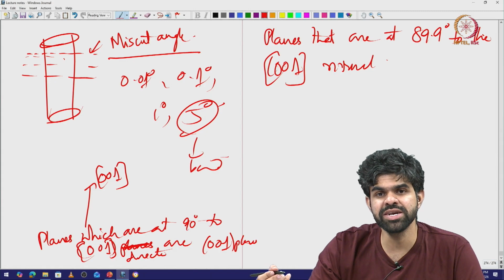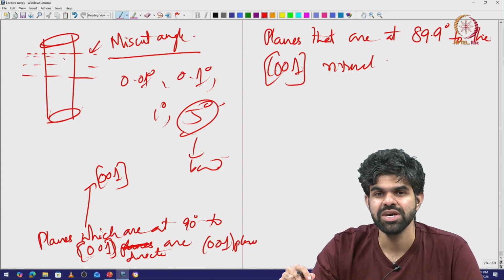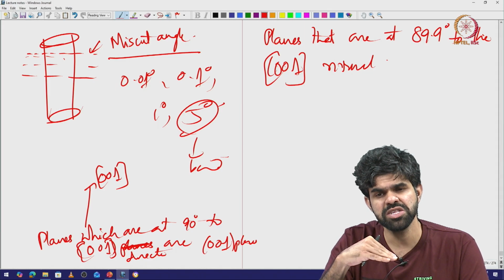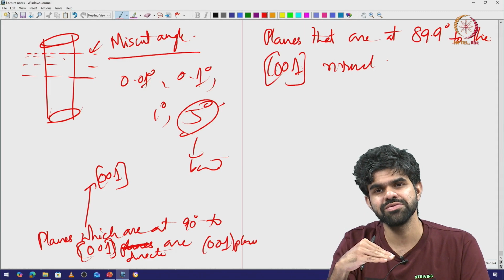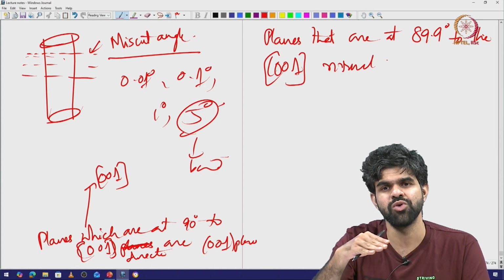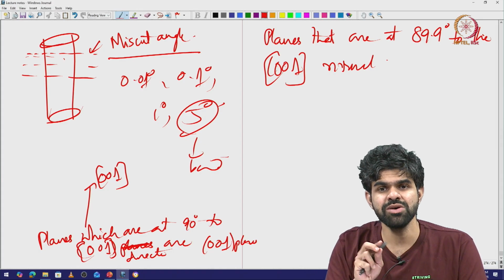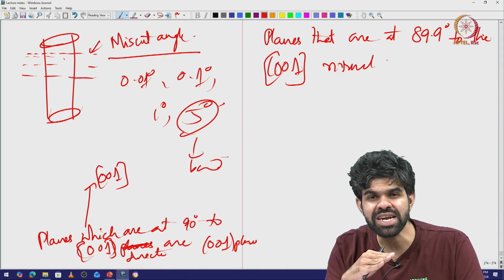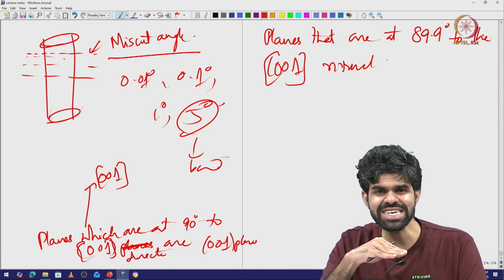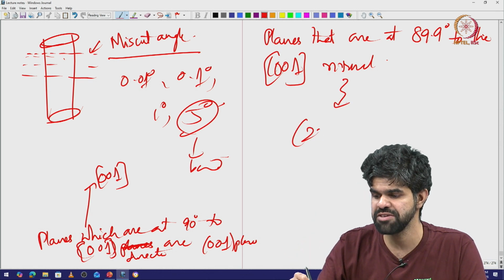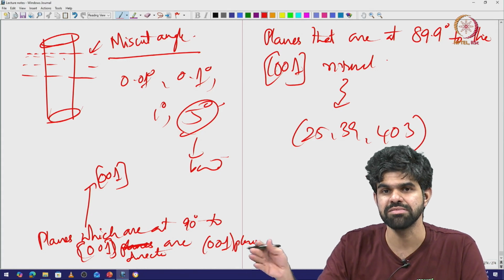Now that will have Miller indices, you can work it out. It is not just slightly away from 0. I have 001, I slightly tilt it, what would you expect, some 00 something else, 1.01 or something like that. But the planes do not change that gradually. With a slight tilt angle, this becomes a very high index plane. So this becomes some 25, 39, 403 or something like that. I am just making up stuff.